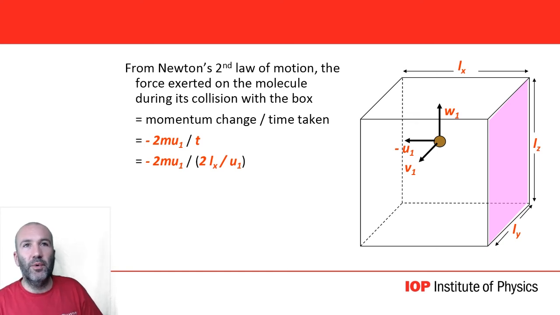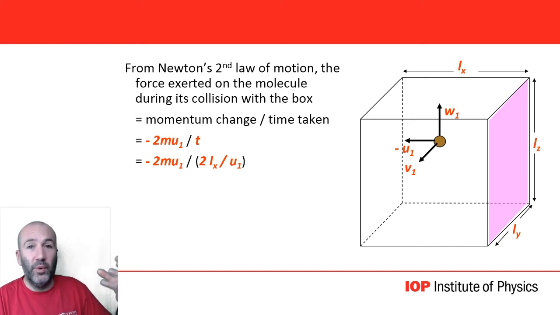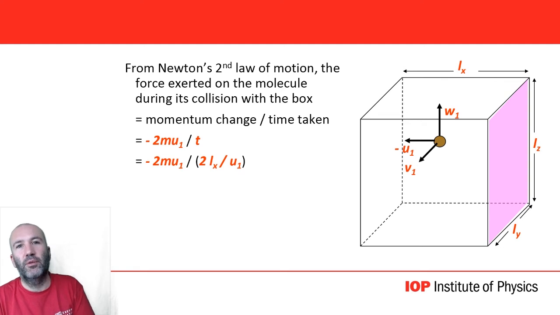That's why I've changed my expression here to 2lx over u. So the distance from one side across to the other wall and back again, divided by the velocity, is going to give me the time between the collisions of this molecule and that right-hand wall. It'll collide, travel all the way across the box, bounce off the other wall, which we don't care about at the moment, and then travel all the way back again and strike it. So that's the time I'm interested in, and that's why I'm using this.